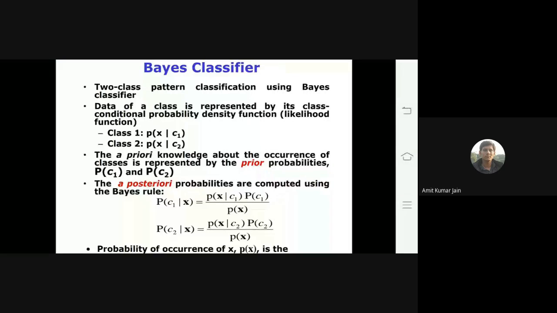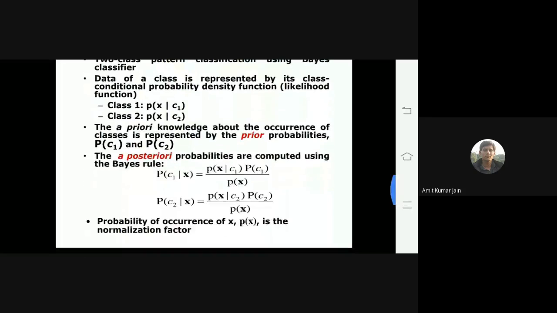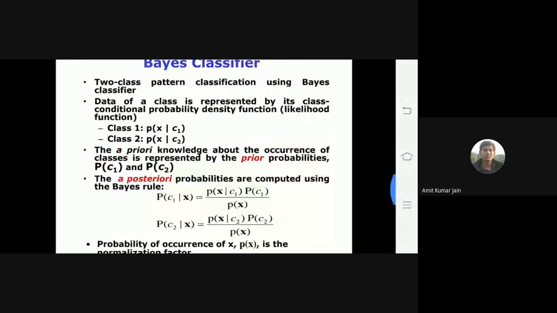Therefore I can easily ignore the denominator here, and the probability of occurrence of x, p of x, is the normalization factor. So now the equation is simplified to only the numerator part. So what I have told you is, then how do you decide whether my sample will belong to class C1 or C2? So let us see it.